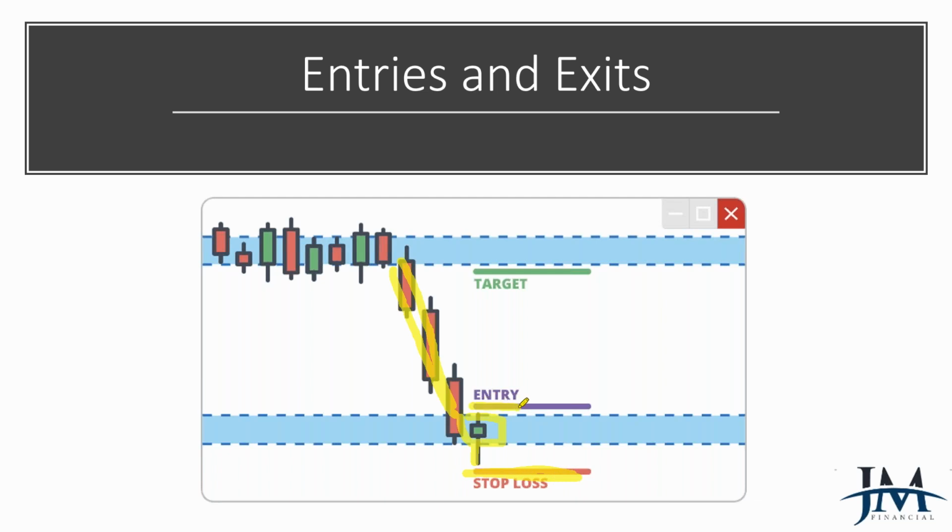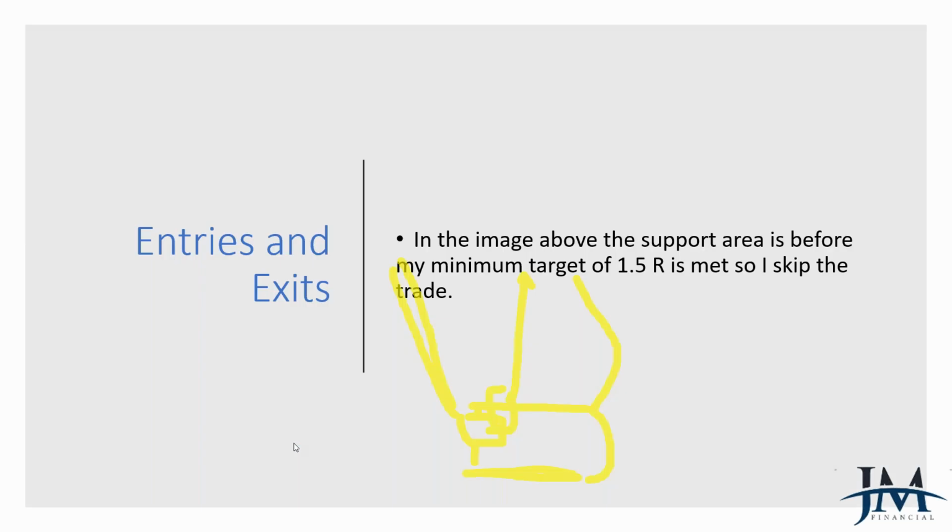We set our entry point at a few pips above the high. When the next candle is formed, if that candle is able to break our entry, that triggers our buy. And we would have set our buy goal target here. And then we would have to calculate our risk to reward ratio to see if we can actually make that trade based on our own personal risk reward ratio. So in the image above here, the resistance area is before my minimum 1.5 target. So I skip the trade.